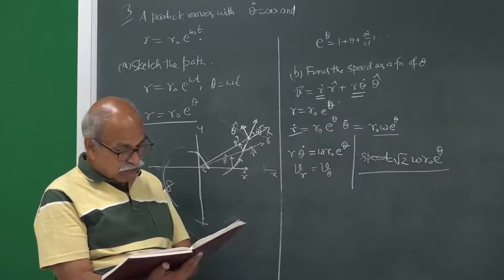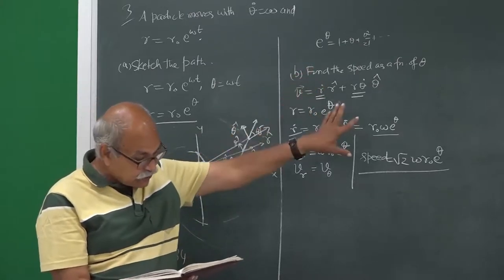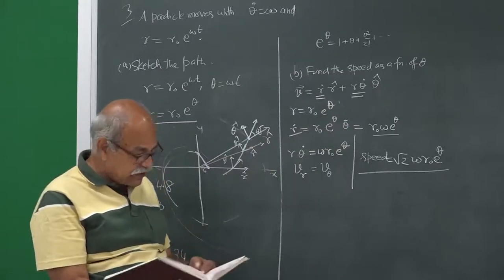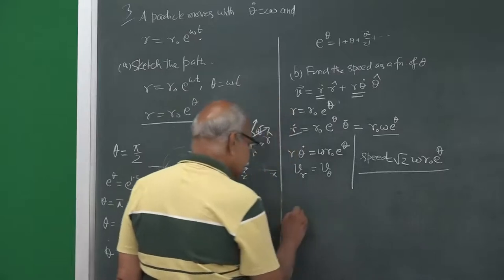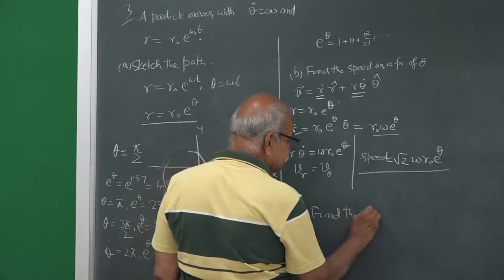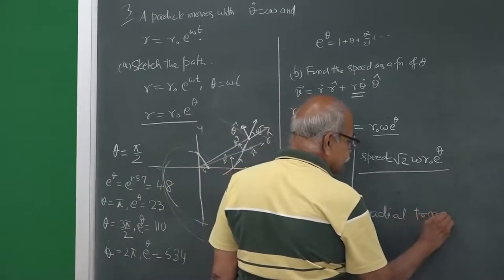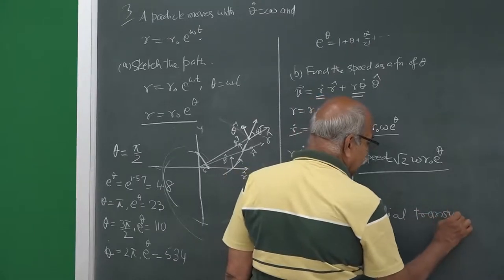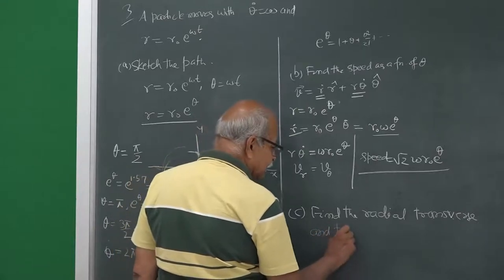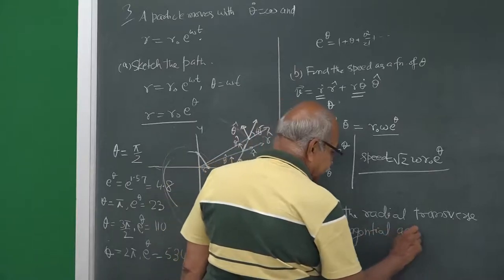Part C is find the angle made by the velocity vector with the radial and transverse. We have done that, so no need. Next part is find the radial, transverse and tangential acceleration. So write it as C. Find the radial, transverse and tangential acceleration.